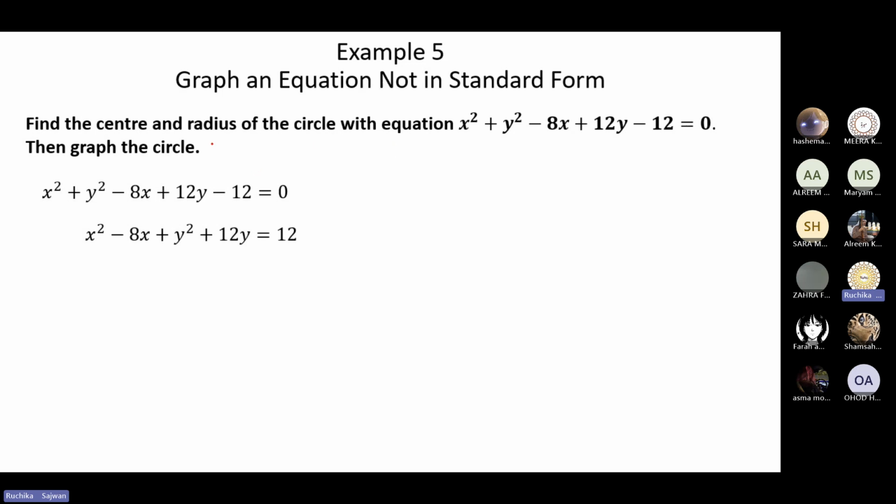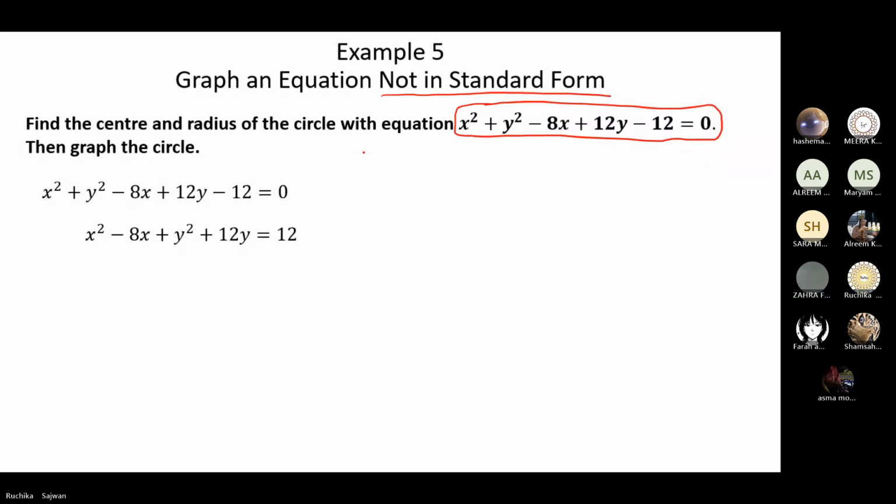Let's see how. First, let's see what the equation is given. Can I say this equation is not in standard form? Yes or no? Yes. So from here, I have to bring it to standard form, meaning this one. Correct? This is the standard form, you all know by now. And after I put it in standard form, I have to find the center, meaning h comma k, and also the radius. So let's get started.